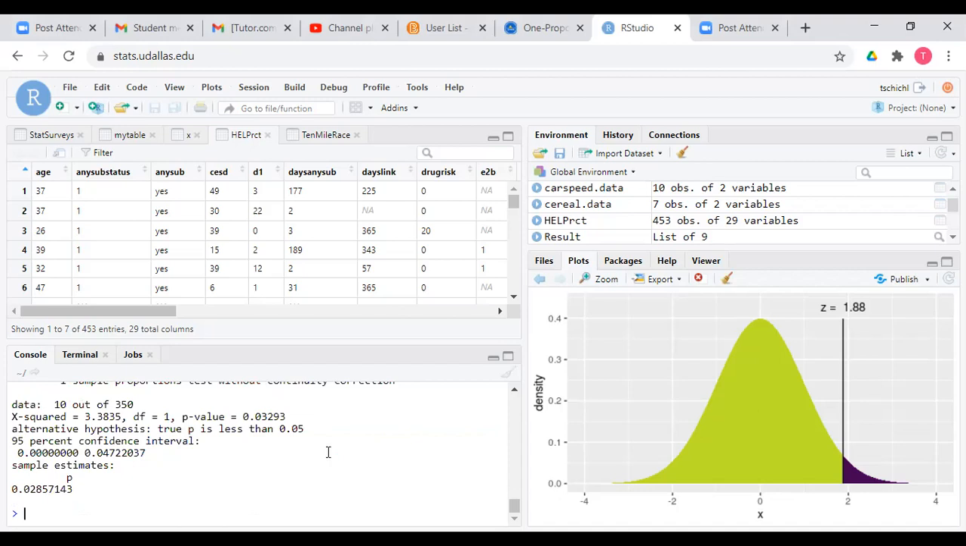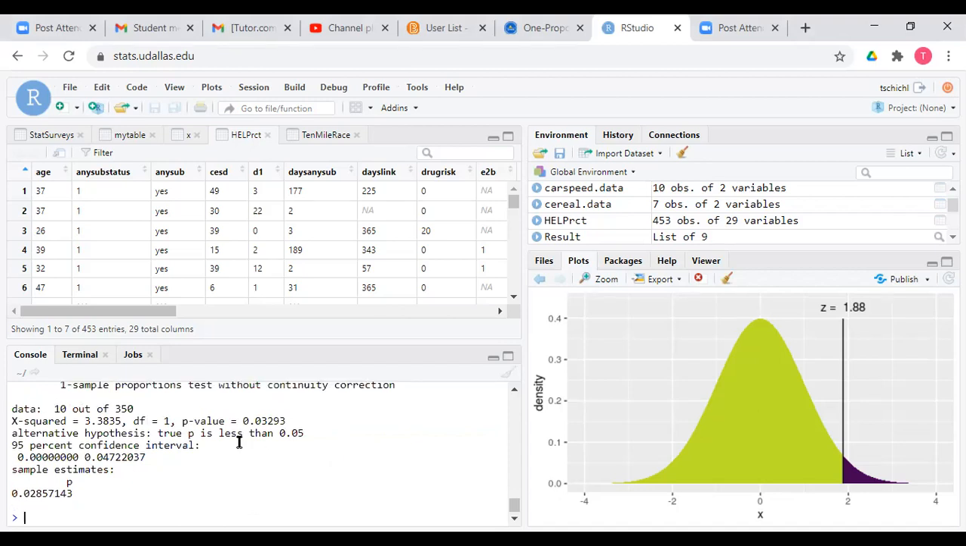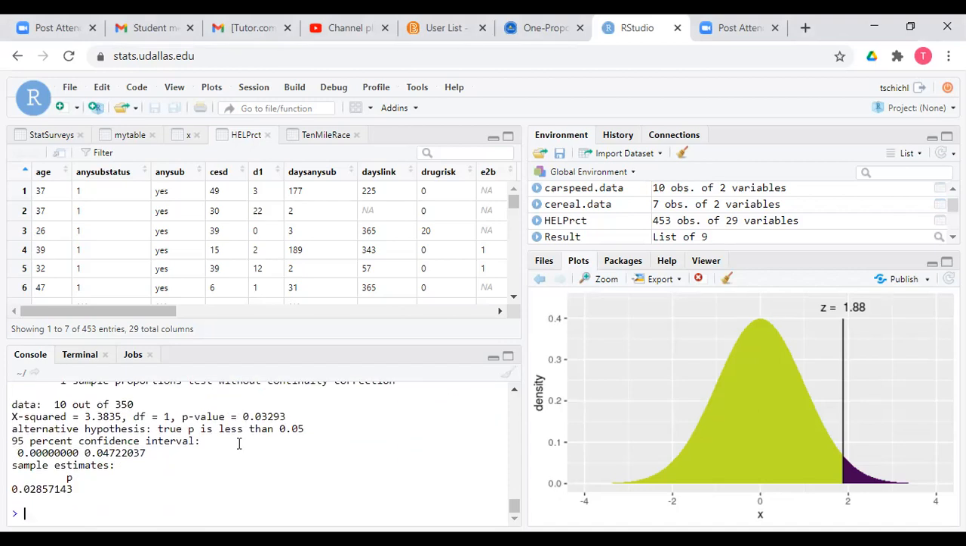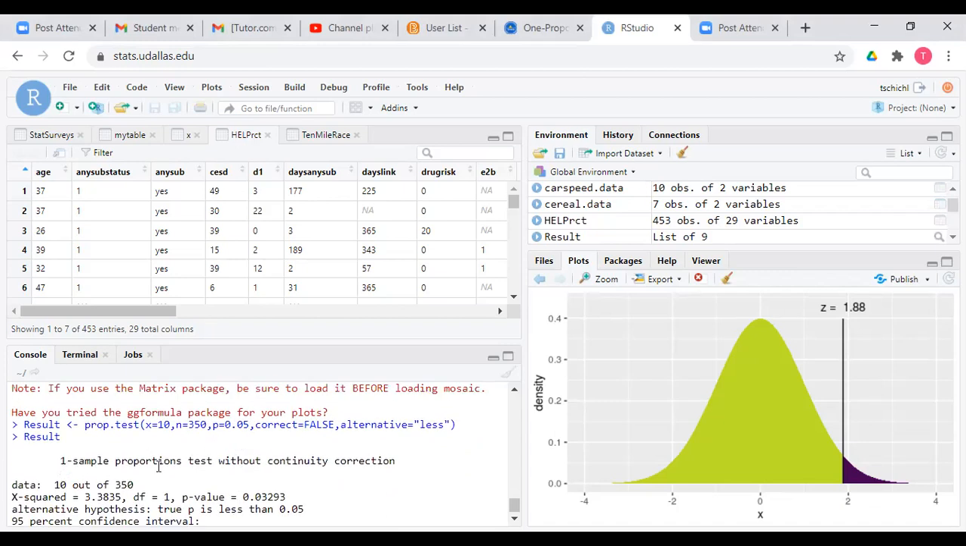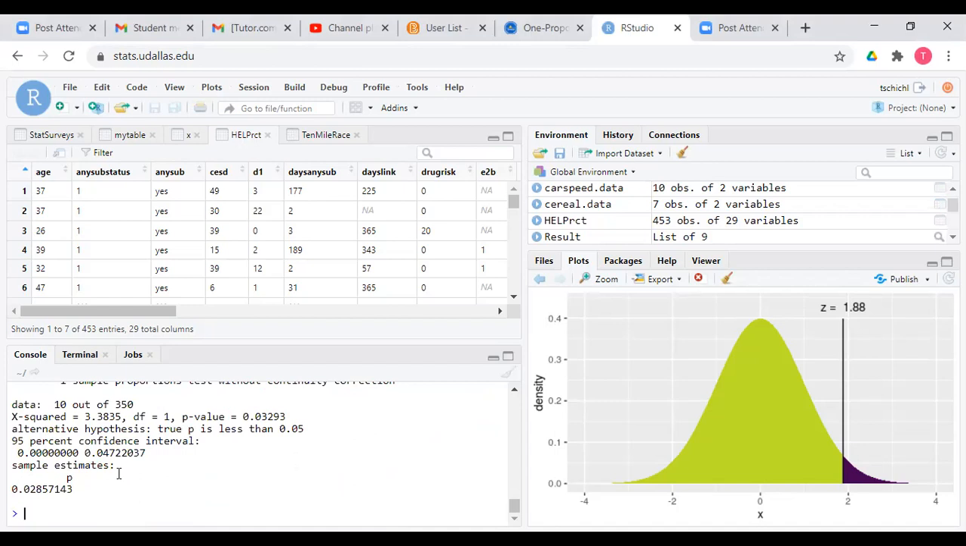And now here, it's pretty cool, right? So this is, give you the title, let's say one sample proportion test, without a continuity correction. That's what correct = FALSE means here, right? So let's say 10 out of 350. See here, this number here, the p-value is 0.03293. And that is exactly what we calculated from the calculator.